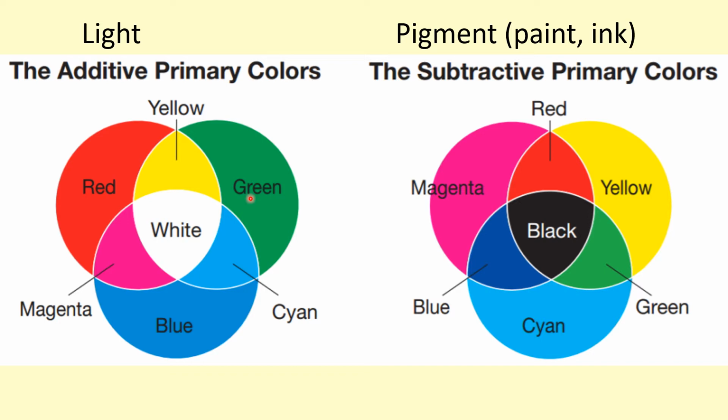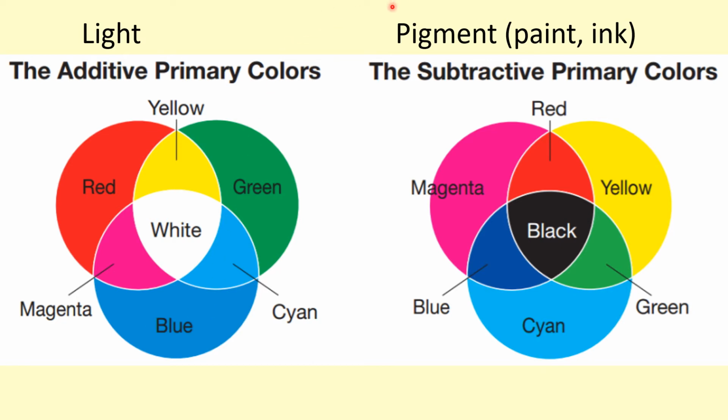So red, blue and green are the primary colours of light, and then the secondary colours of light happen when you mix those primaries together. So red and green make yellow. You can see it here on this Venn diagram. Blue and red together make magenta, and blue and green together make cyan. So that's how light works.